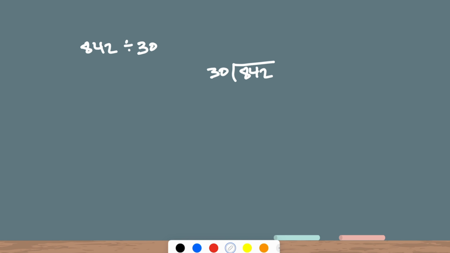So let's see if 2 works. So we're going to put the 2 here. And I'm going to write to the side 30 times 2, which is 0 times 2 is 0. And then 3 times 2 is 6. So that's 60. And then if you subtract that from the 84, let's see what we get. So 4 minus 0 is 4, and then 8 minus 6 is 2. So that actually did work.